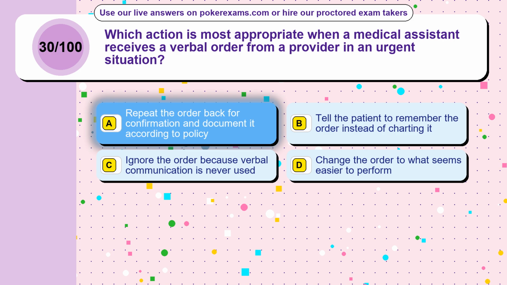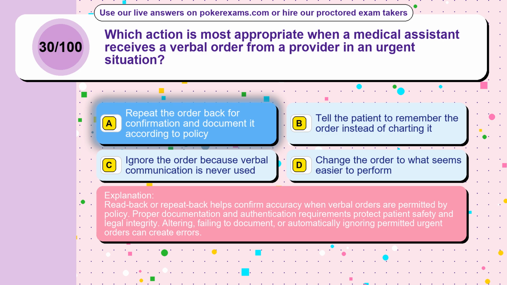The correct answer is option A. Repeat the order back for confirmation and document it according to policy. Read back or repeat back helps confirm accuracy when verbal orders are permitted by policy. Proper documentation and authentication requirements protect patient safety and legal integrity. Altering, failing to document, or automatically ignoring permitted urgent orders can create errors.